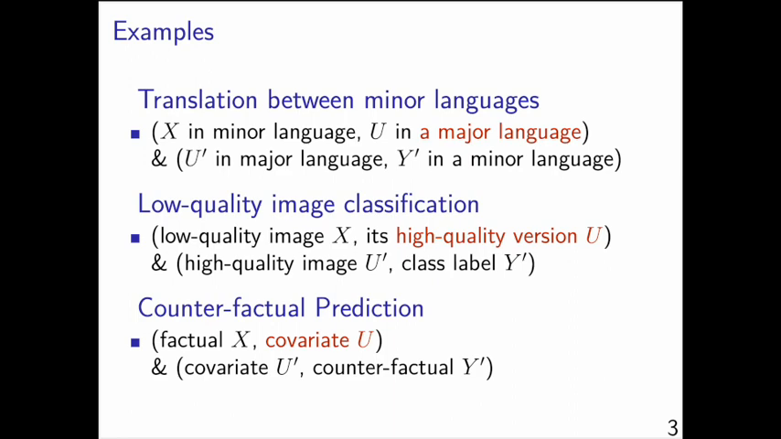The third example is counterfactual prediction, in which we want to infer the counterfactual data y, corresponding to a factual data x input that we have. It is impossible to observe the factual data x and the counterfactual data y at the same time, but we may observe some variable u with each of them.